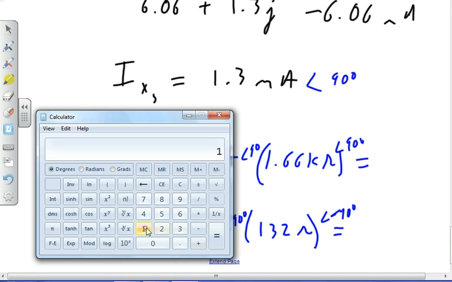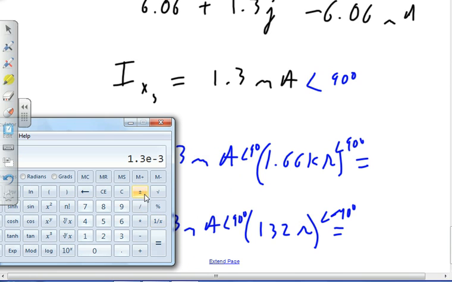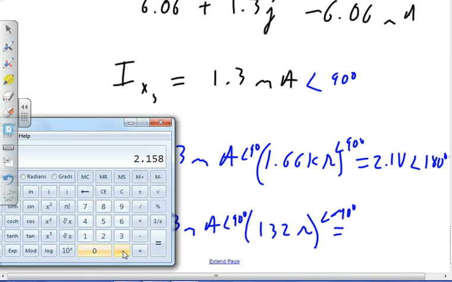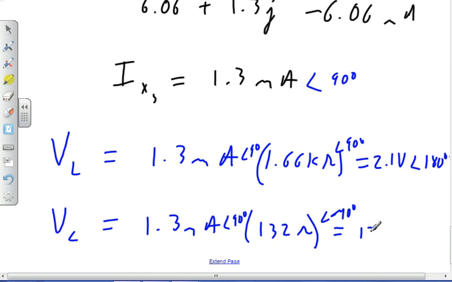Okay, back to what we're doing. 1.3 exponent 3, plus minus, times 1660, 2.1 volts angle 180 degrees. This other one, 0.0013 times 132. Boom. 170 millivolts, angle 0 degrees. So I've calculated the current, the voltage, and the impedance, and I've calculated everything there is to do.